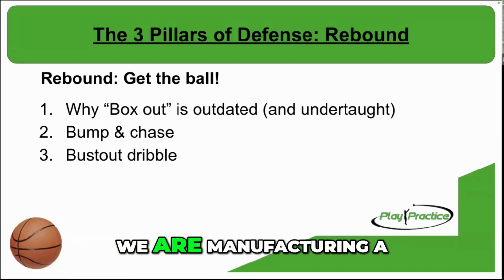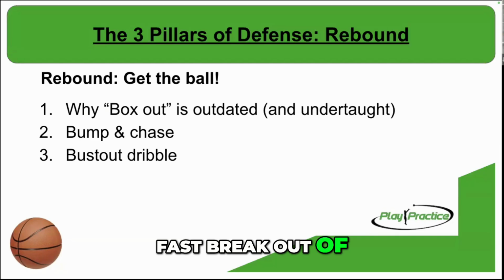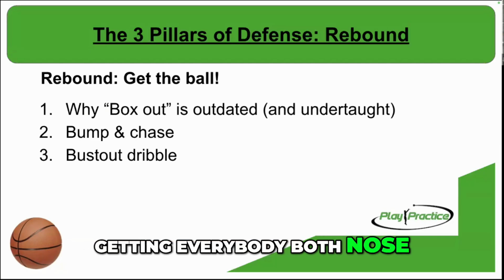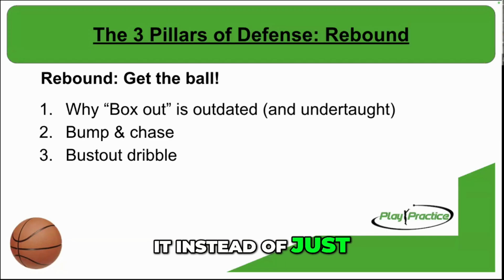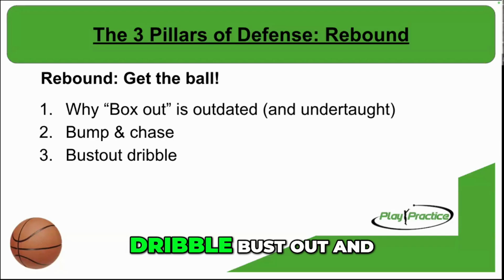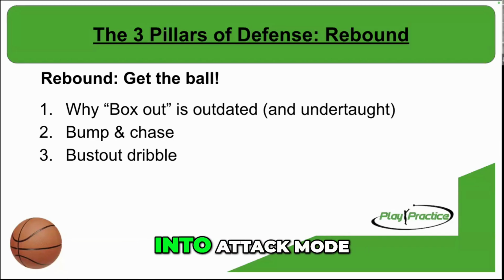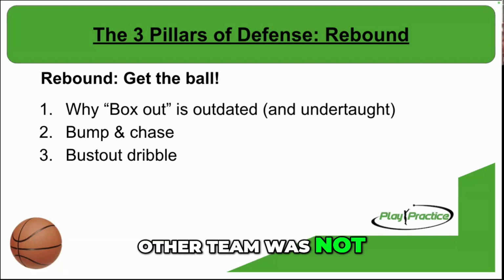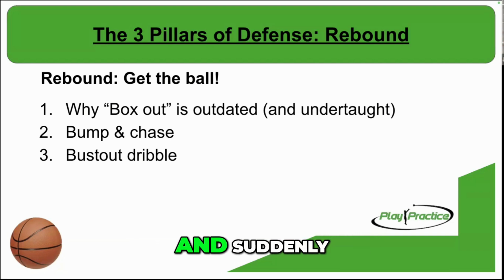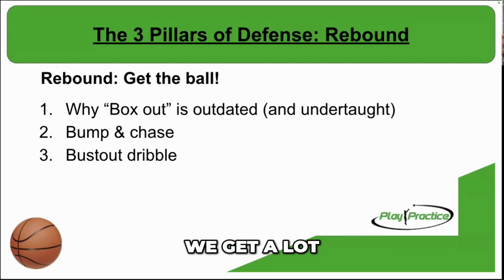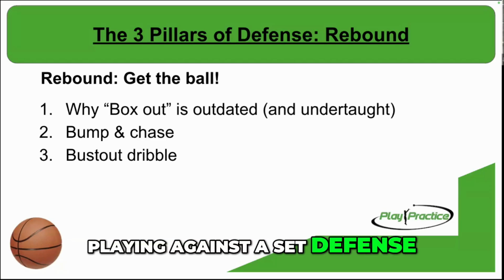But basically, we are manufacturing a fast break out of every rebound possible by getting everybody both nose for the ball, trying to go get it instead of just box out, and empowering them to take that one or two dribble bust out and get our whole team into attack mode, really leveraging the element of surprise where the other team was not ready for that quick of a transition. And suddenly we just get more layups at the other end. We get a faster paced offense. We get a lot more better quality shots by not waiting and playing against a set defense.